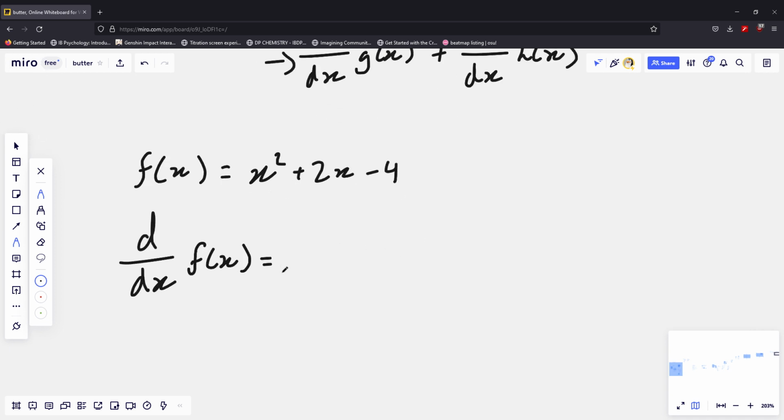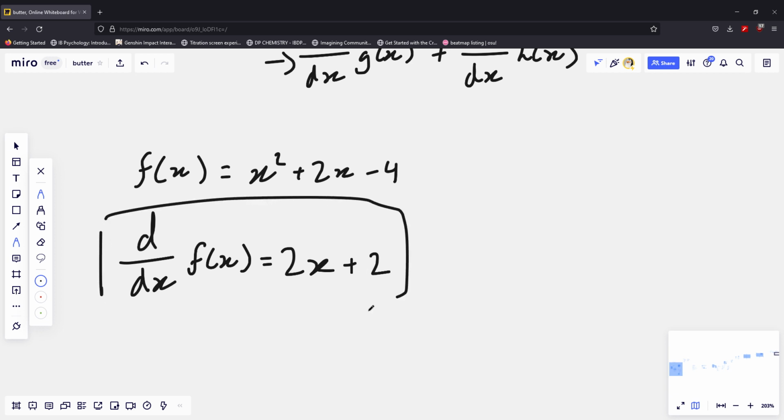Okay, so now what you're going to do is take the derivative of each term separately. So the derivative of x squared is going to be 2x. The derivative of 2x is plus 2, positive 2. And of course the derivative of a constant is 0. So this is what we have: 2x plus 2. This is the derivative of f of x. And of course we used the previously learned power rule to do this.